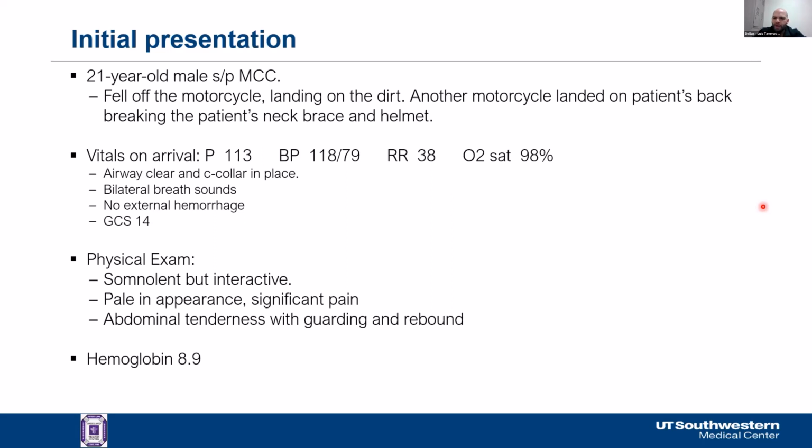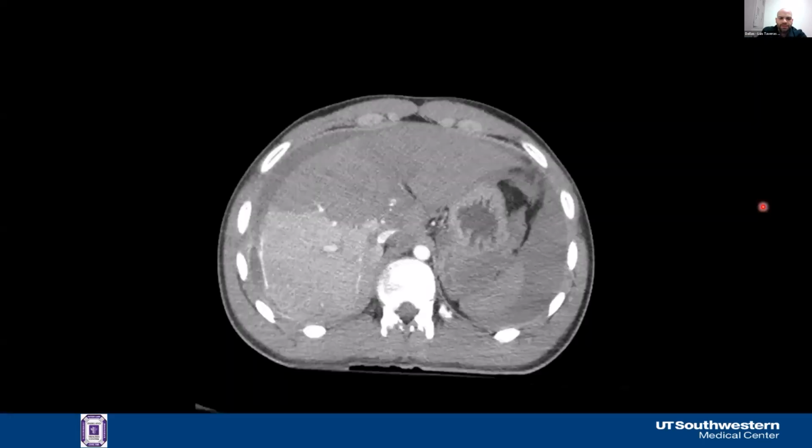There was some abdominal tenderness, with some guarding and rebound, and his hemoglobin was 8.9. The patient had IVs placed and was started on IV fluids, and was initially resuscitated to take him to the CT scanner. They had CT scan capabilities, and these are some of the images that they had.